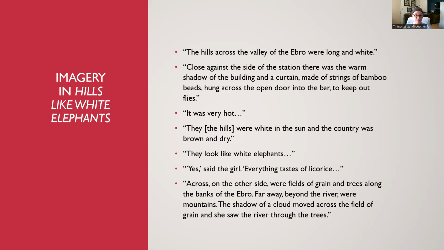But it's interesting what imagery we do get, especially here. The hills across the valley of the Ebro were long and white. This part, the hills were white in the sun and the country was brown and dry. They looked like white elephants. And then this section about the other side actually becomes super important, which we will get to momentarily.